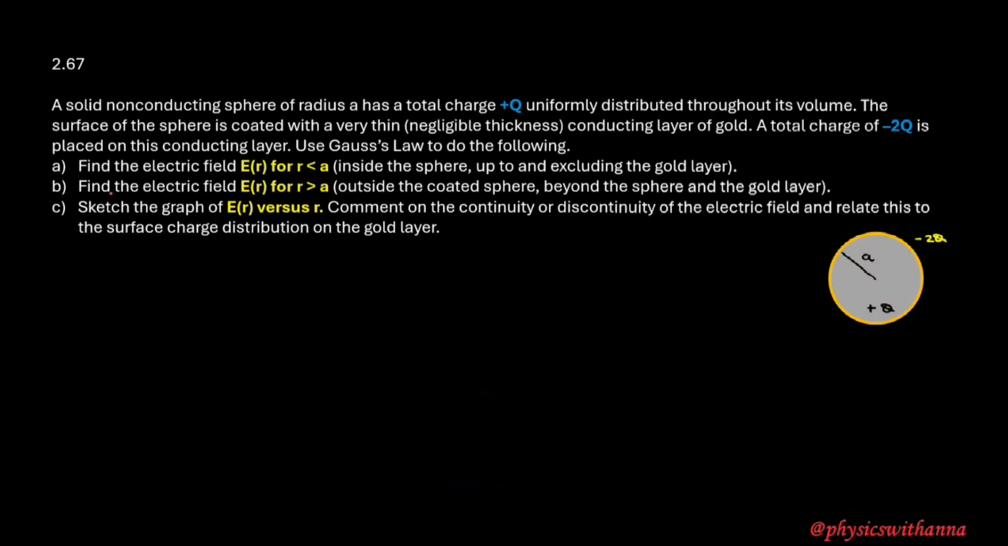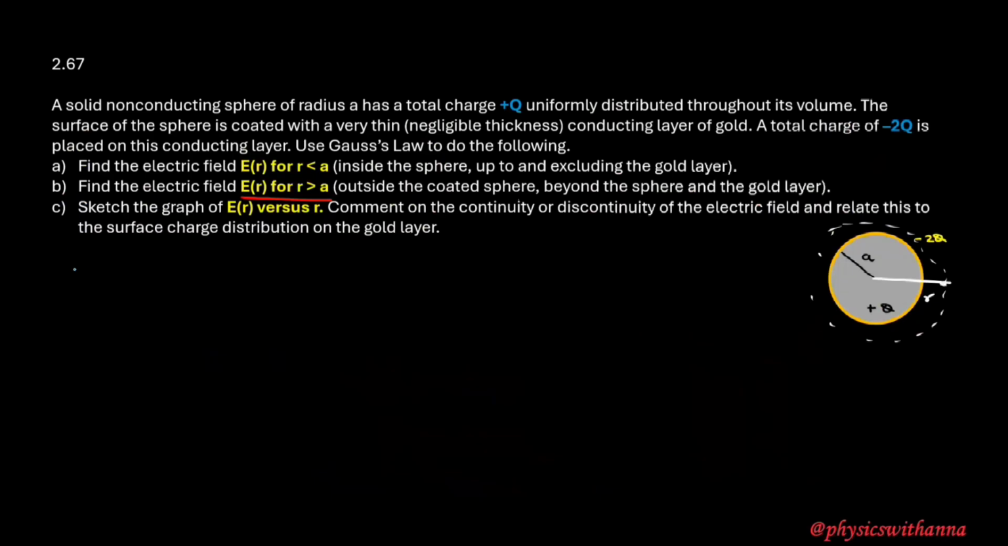Next we discuss part B. Find electric field E(R) for R greater than A, outside the coated sphere, beyond the sphere and the gold layer. So now we need to find electric field outside the sphere, beyond the coated gold layers. So I will construct my Gaussian surface outside the sphere at a distance R, which goes beyond the gold layer. Let this be R. I need to find electric field at this point.